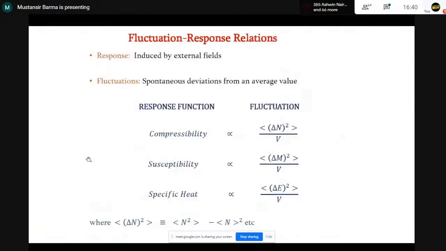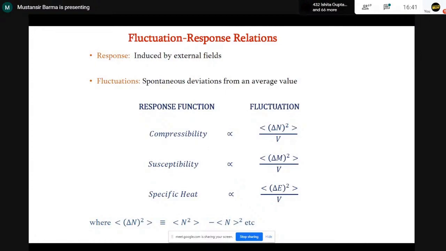So this is just telling you how these relations go. Compressibility is proportional to the fluctuations of number squared. Of course, the mean squared fluctuations of number. The susceptibility is proportional to mean squared fluctuations of the magnetization. The specific heat to mean squared fluctuations of the energy. Okay, so this is a very important and very general form of what you might call a fluctuation response relation.